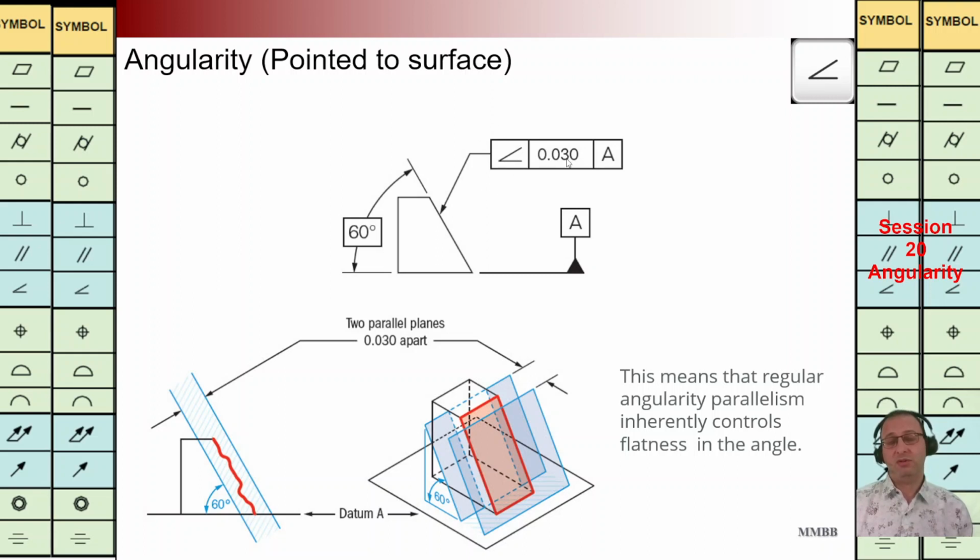And in the second box we are going to have a TZ back to A. It means we are going to have two parallel boundaries with the angle of 60, and the distance between these two surfaces is 0.03, and this wavy surface, as we can see on the left hand side at the bottom, should be in that tolerance zone. In this 3D shape, we can see this red plane should be in that distance between these two blue planes.